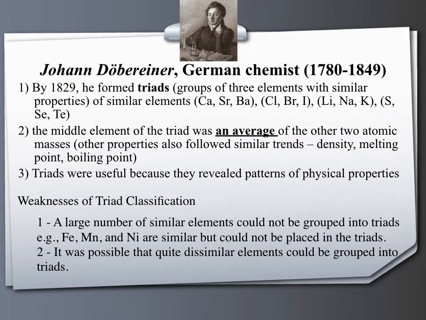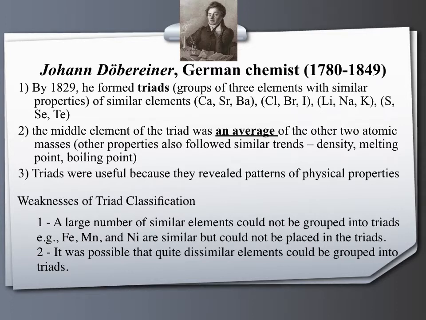A German chemist named Johann Döbereiner lived from 1780 to 1849. In 1829, he grouped 3 elements with similar properties, which he called triads, and the groups are listed. Calcium, strontium, and barium were grouped; chlorine, bromine, and iodine; lithium, sodium, and potassium; sulfur, selenium, and tellurium. The middle element of the triad was an average of the other 2 atomic masses.